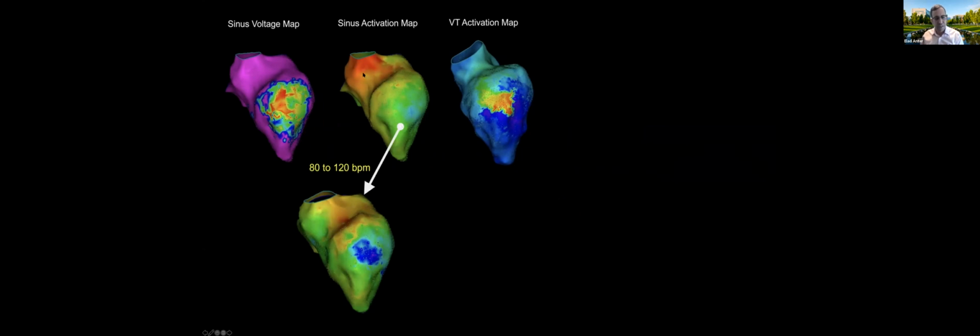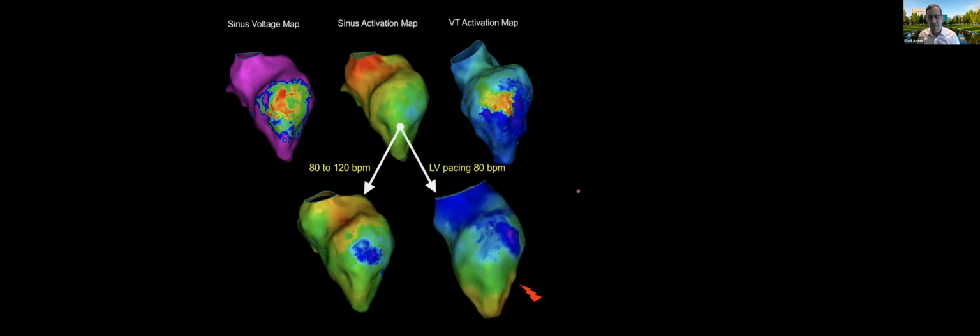So here, instead of mapping at 80 beats per minute, we mapped at 120 beats per minute, as quickly as we can, just to get information there. And you can see that at 120 beats per minute, all of a sudden you see slowing. So the slowing is rate dependent, like in the AV node. You're not going to show a slow pathway if you just have normal sinus rhythm. And if you pace from the LV, similarly, you're going to have an area of slowing.